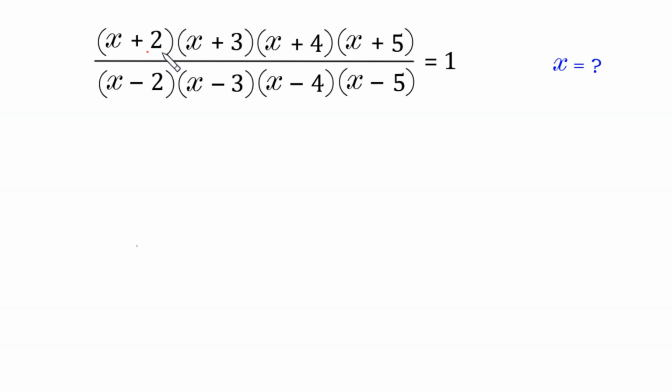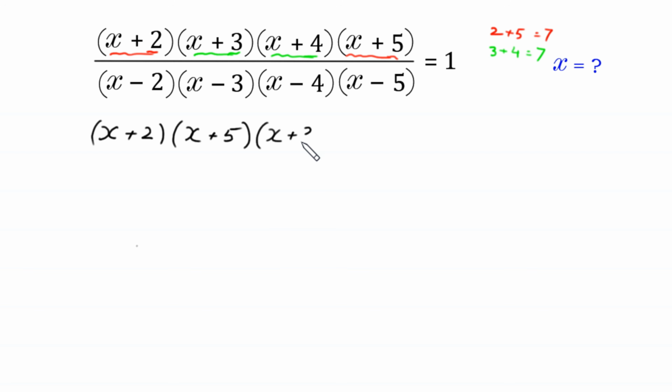Since this 2 plus this 5, 2 plus 5 is equal to 7, we write this x plus 2 with this x plus 5, and this 3 plus this 4, this 3 plus 4 is equal to 7. So we write this x plus 3 with this x plus 4, like this: x plus 2 times x plus 5 times x plus 3 times x plus 4.